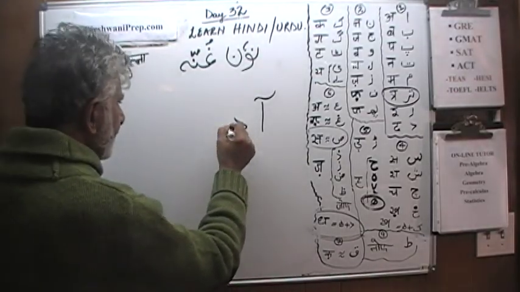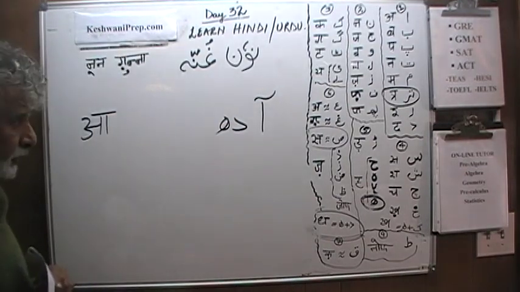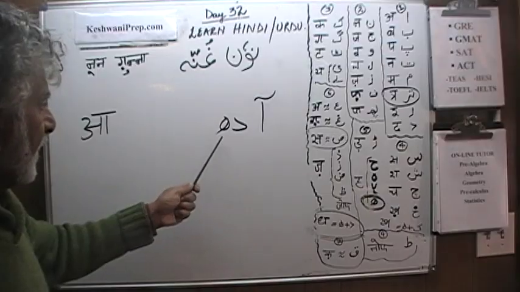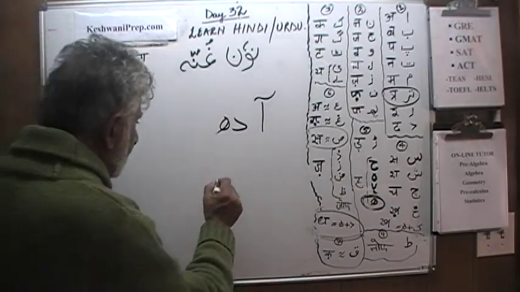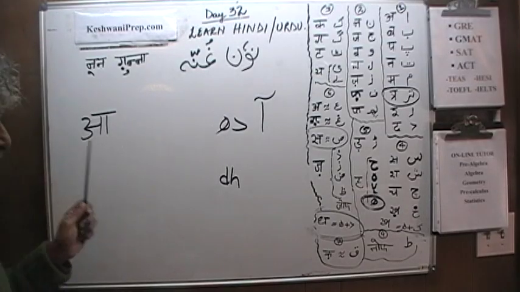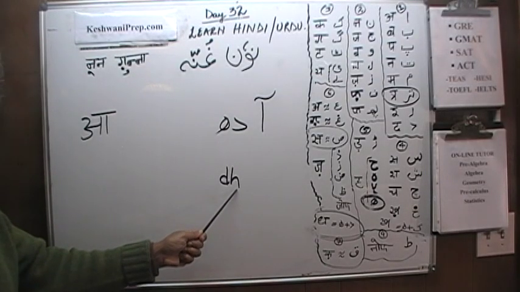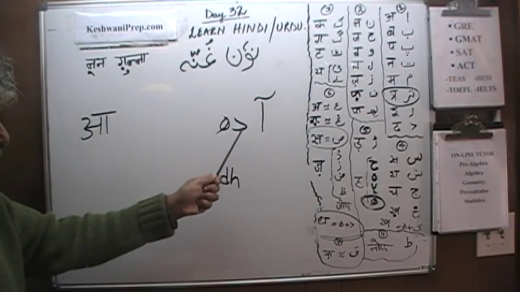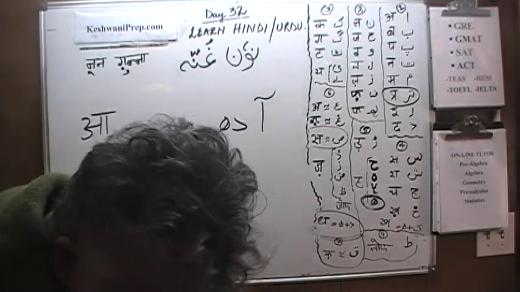Then we have a dal and a hay. Dal and do chashmi hay. This is not ordinary hay. This is do chashmi hay. The job of the do chashmi hay is to convert the into a the, just like you would do in English. We don't want a t, we want a th sound, so we put an h next to it, just like you would do here. So it's a th.